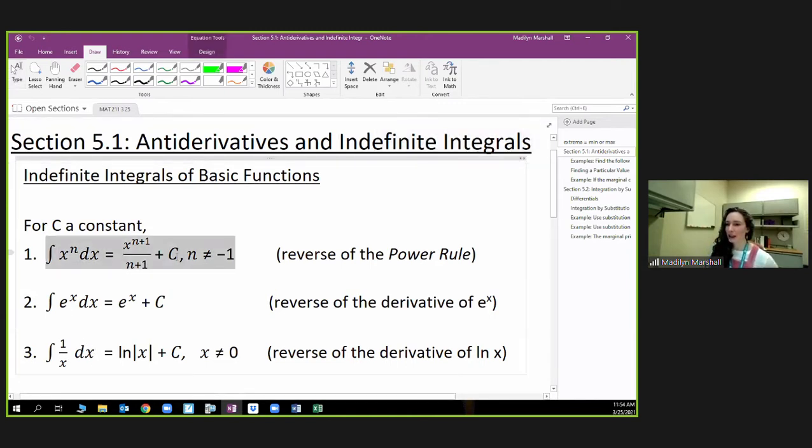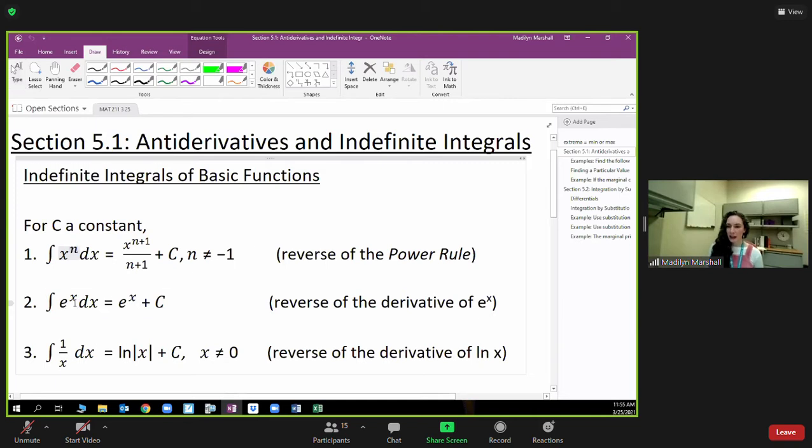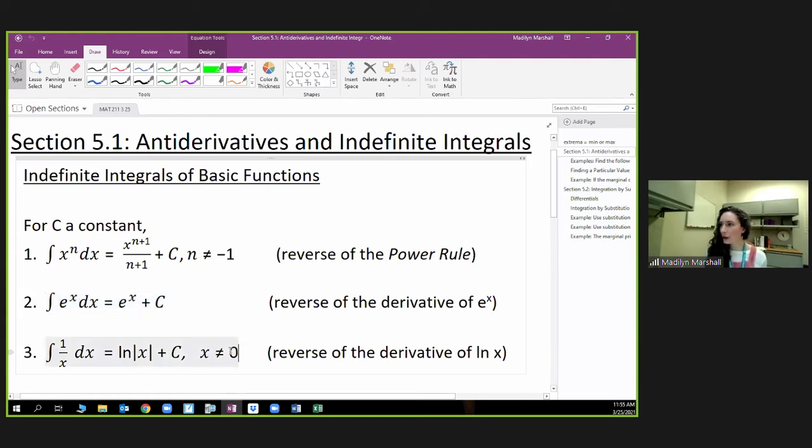So we have the reverse of the power rule. So we're going backwards now, raising the exponent by 1 and dividing by the new exponent. We have our exponent rule, which is our E rule, which is just the same as the derivative. And then we have our natural log. So 1 over x has an antiderivative of natural log of absolute value of x. So we're going to start with just a couple examples using these, and then we're going to level up our integration skills in section 5.2.